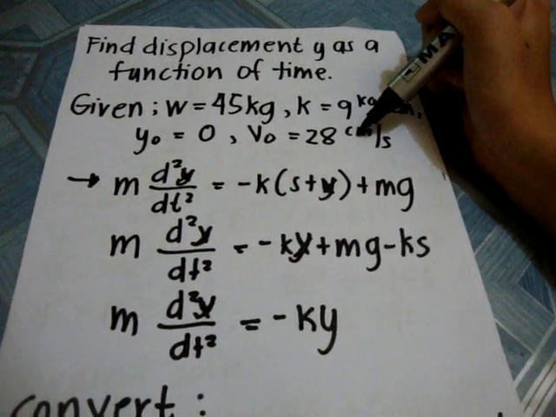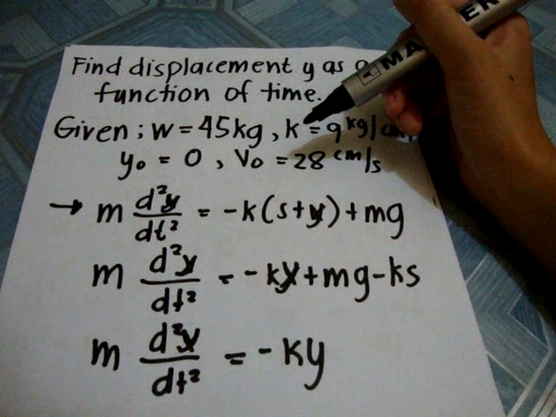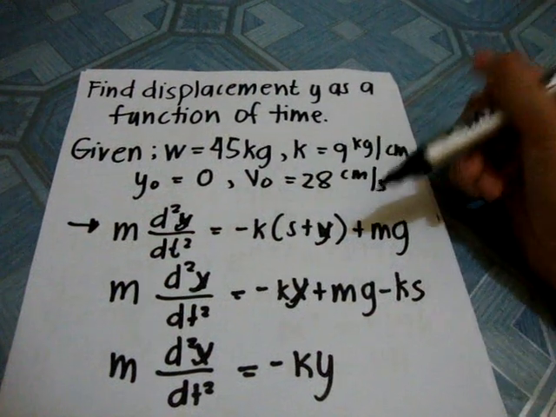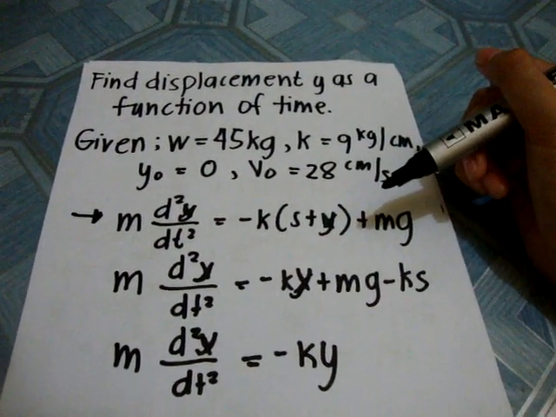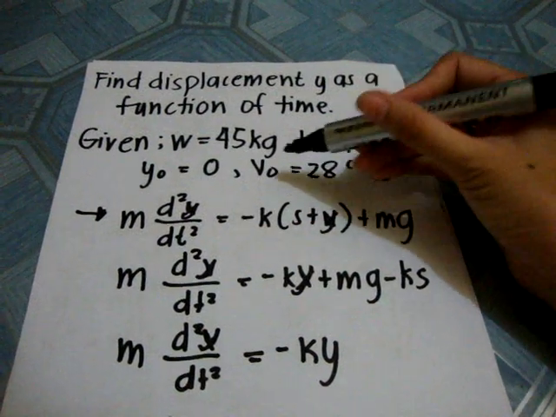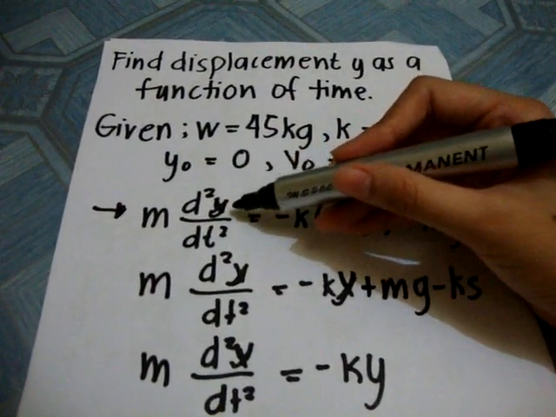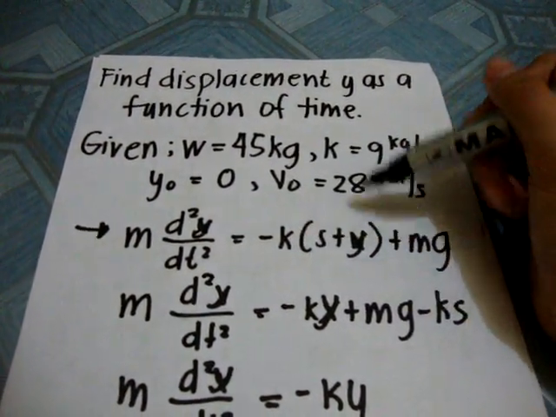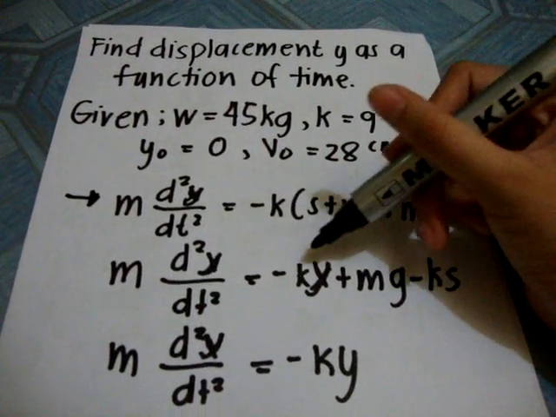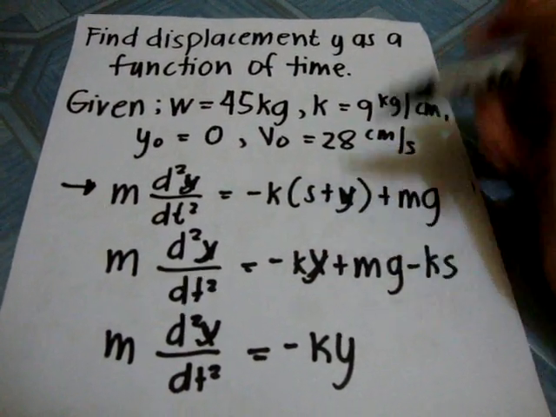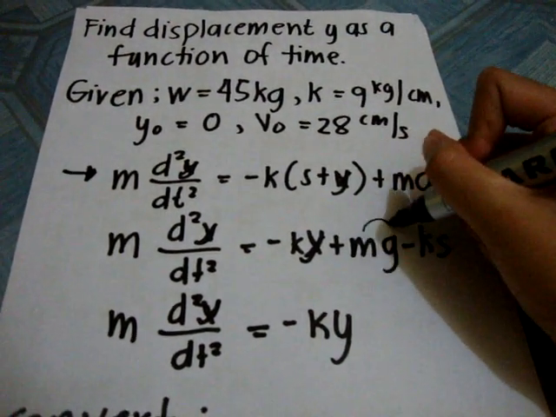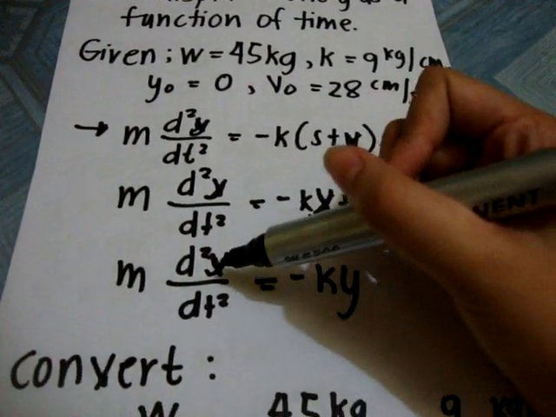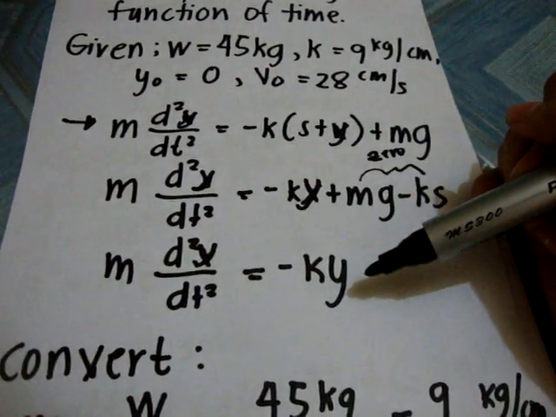Assuming that there are no retarding forces acting on the system and assuming that the mass vibrates free of other external forces, we can equate Newton's second law with the net or resulting force of the resisting force and the weight. This equation will be m d squared y over dt squared is equal to negative k times s plus y plus mg. And this will result to negative ky plus mg minus ks, which becomes 0. And we are left with m, the second derivative of y with respect to t, is equal to negative ky.